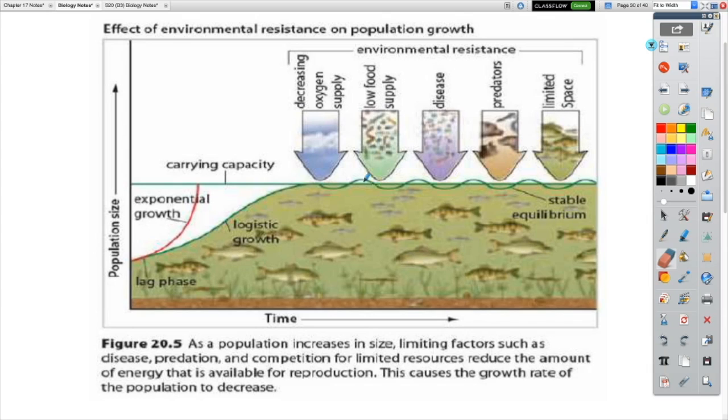Okay, so I really like this graph for visualizing the idea of limiting factors keeping a population at roughly its carrying capacity. Of course, there will always be little fluctuations, but for the most part, with no disturbances, it should stay at a relatively stable level.